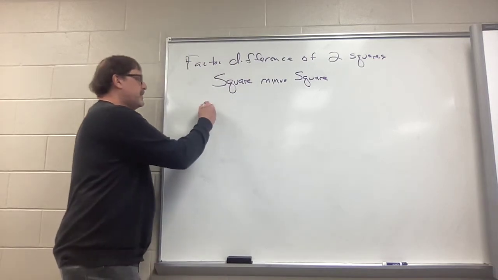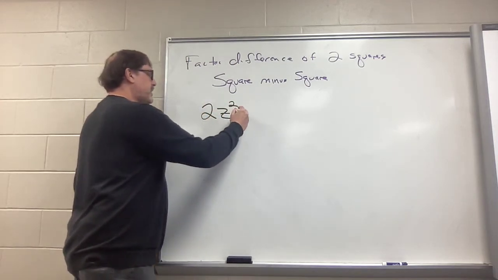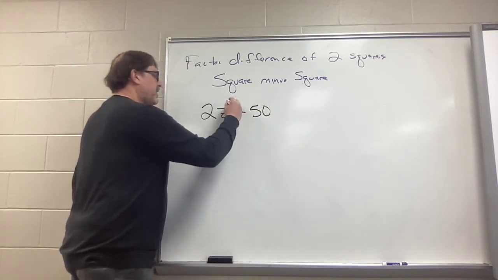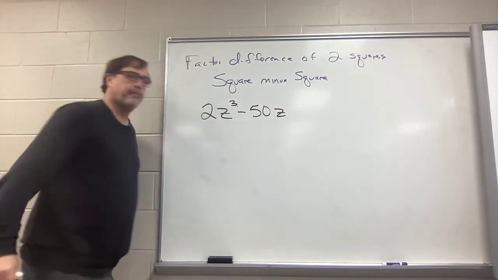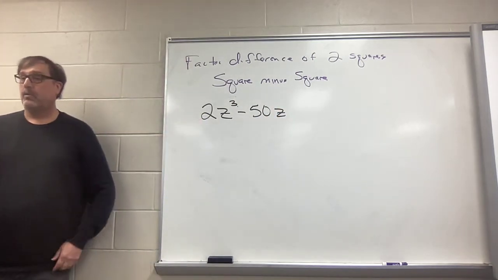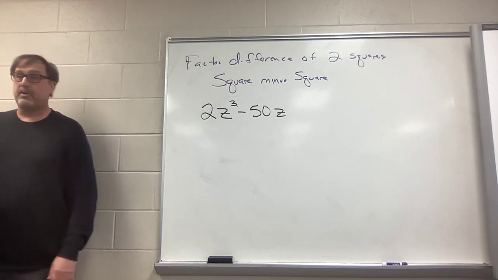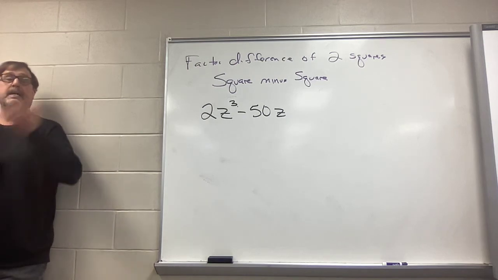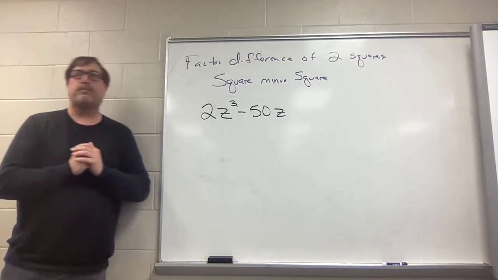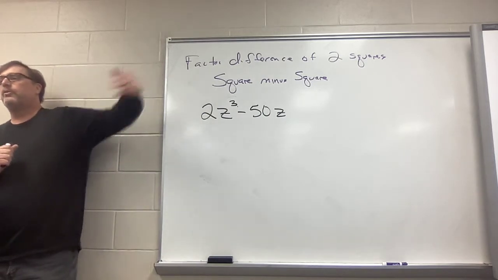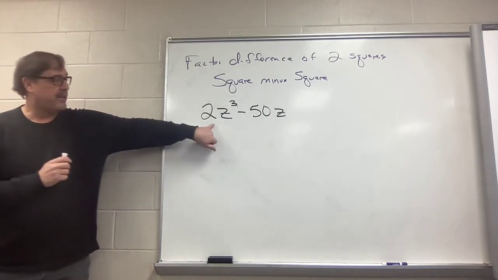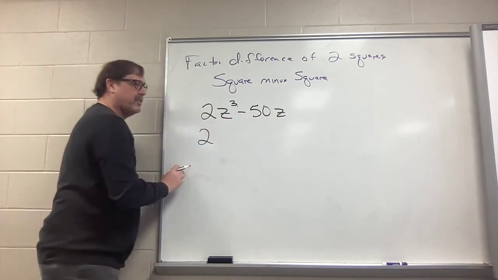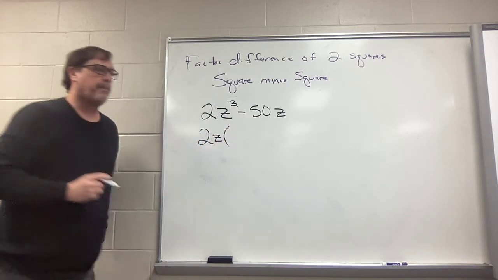I'm going to go 2z squared. How about, in fact, I do 2z cubed minus 50z. This 2 is squared. 1 times 1 is? 2 times 2 is? Is 2 a square? No. So we can't do the fancy way, but always please attempt to do the distributive factoring, pulling out front. Is there a number that goes into both of these? There's a 2. Are there any common letters? One of the z's. There we go.